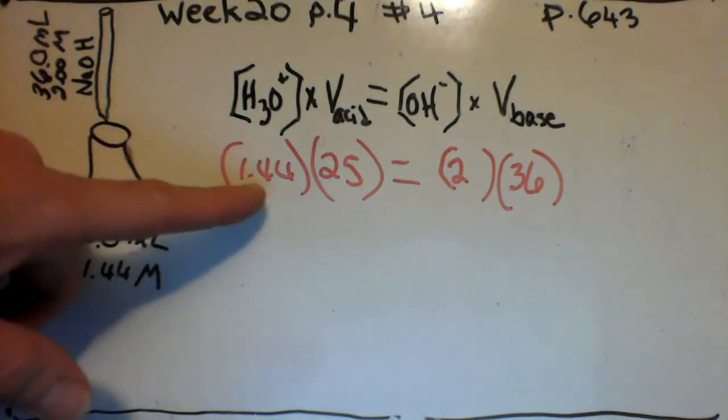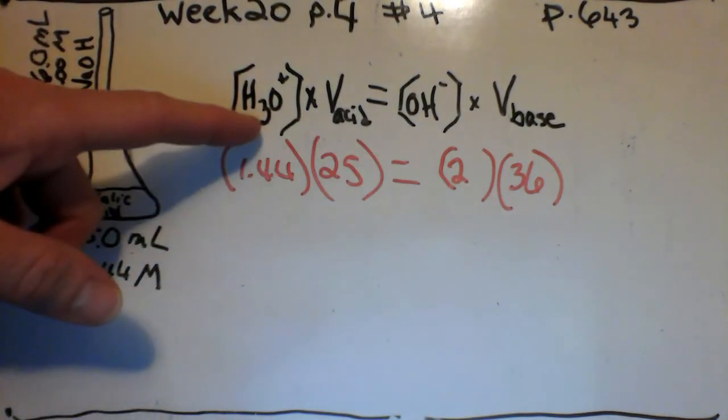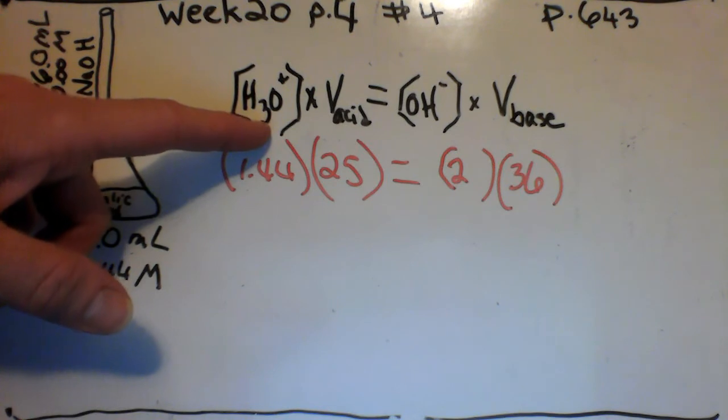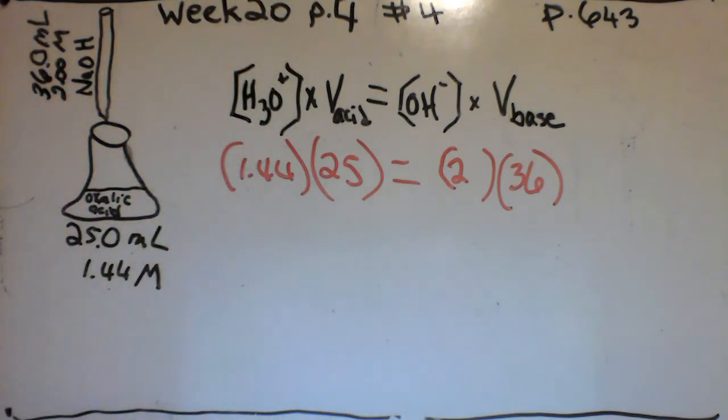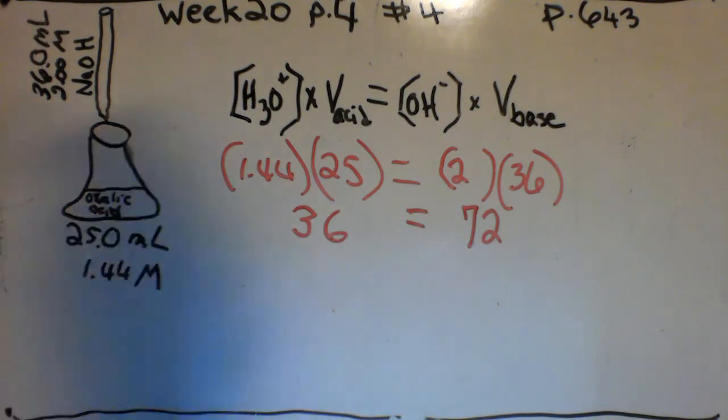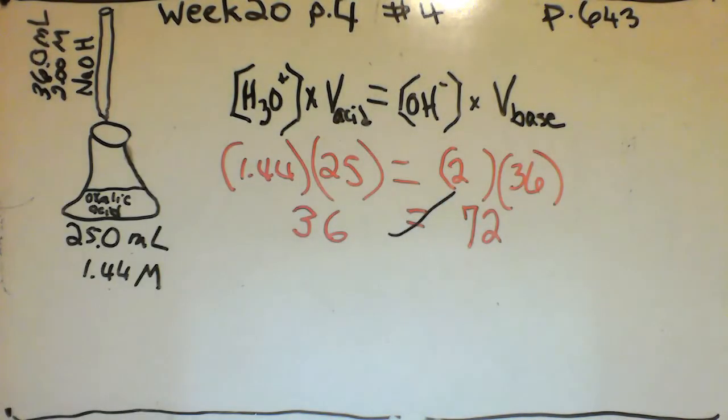Now I can use the concentration of the acid in place of this concentration of hydronium, because we know that every molecule of acid dissociates into 1 hydrogen ion if it is monoprotic. So let's crunch the numbers and see what we get. Now you see, it turns out that in this particular equation, it says 36 is equal to 72. We know that that's not true.